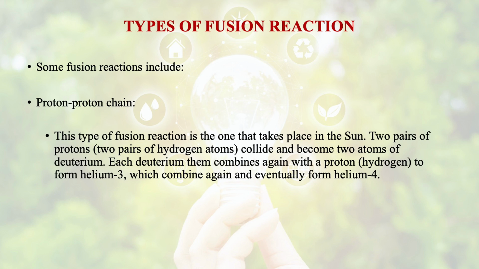Two pairs of protons, that is two pairs of hydrogen atoms, collide and become two atoms of deuterium. Each deuterium then combines again with a proton of hydrogen to form helium-3, which combines again and eventually forms helium-2.